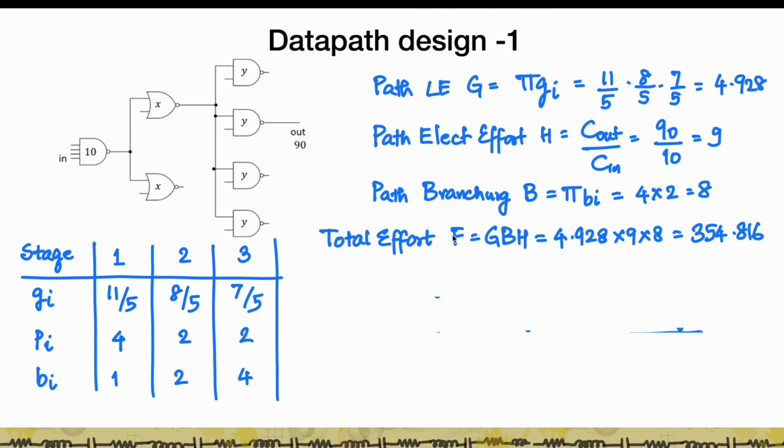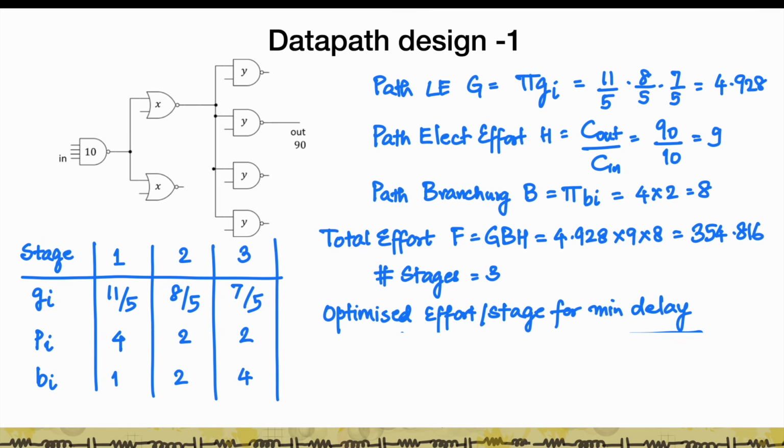And so if I look at the total effort in the path, it's going to be GBH, which is 354.816. So that's the total effort in the path. Number of stages I have is 3. So now that I know the total effort and the number of stages, I can optimize the effort per stage for minimum delay as the nth root of the path effort, which is cube root of 354, which is 7.08. So 7.08 should be the delay through every stage.